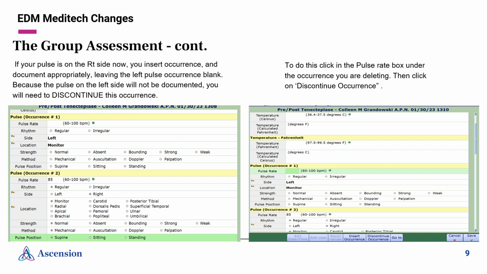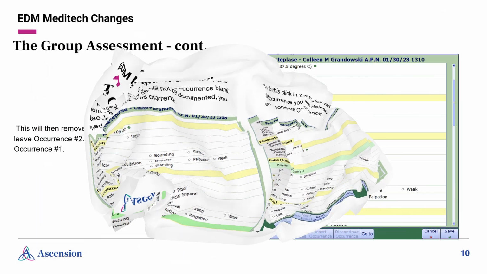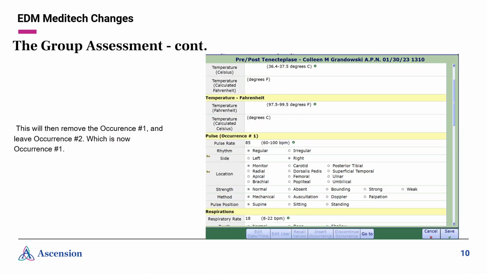Because the pulse is not on the left side, it will not be documented and you will need to discontinue that occurrence. Once you click into the pulse rate box on the occurrence number 1 for the left pulse, then you can go down to the bottom and click discontinue occurrence. This will then remove occurrence number 1 and leave the occurrence number 2, which now becomes occurrence number 1.